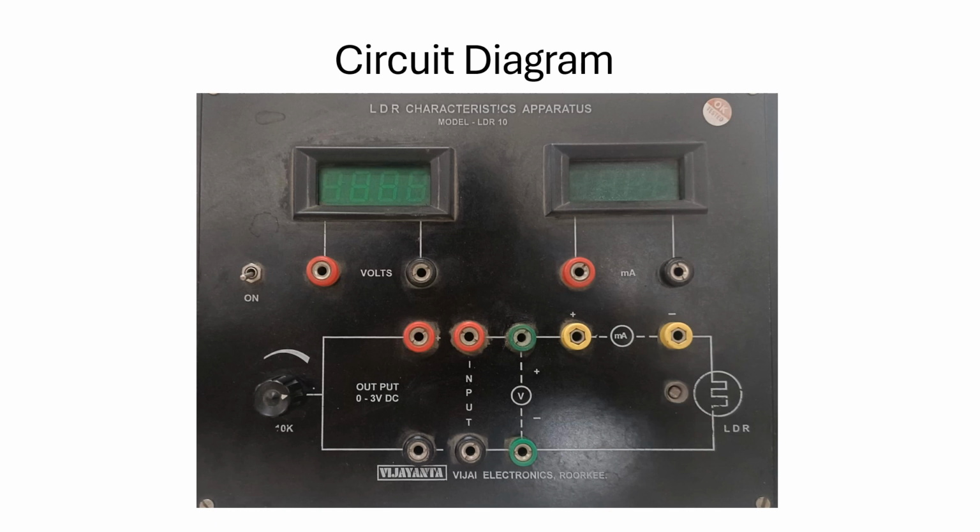When the power is on, the current starts flowing in the circuit through the LDR. The resistance of the LDR depends on the light intensity falling on it. There is a provision to change the applied voltage with the help of a knob. The current through the circuit and the applied voltage are shown in the display.